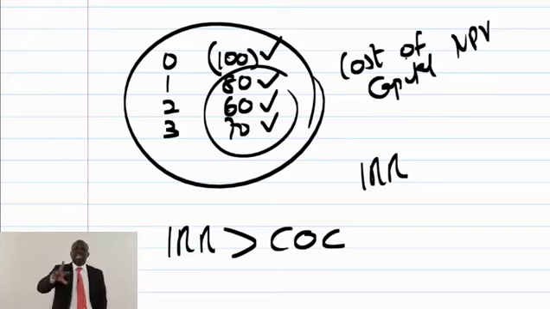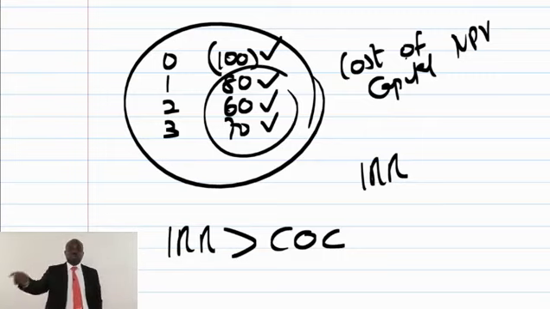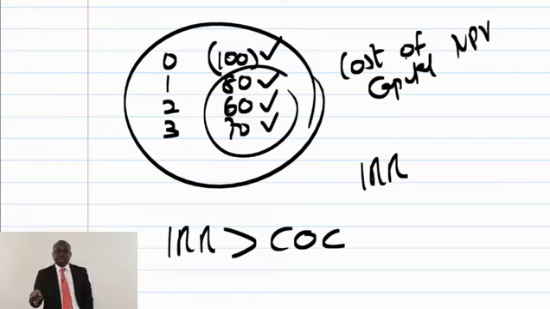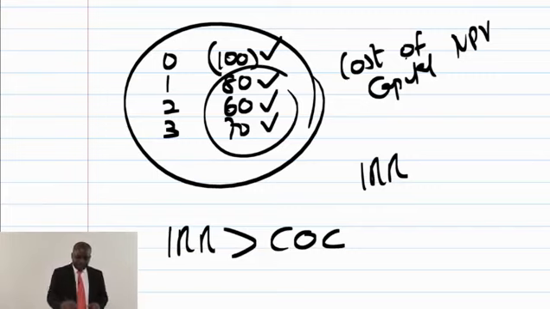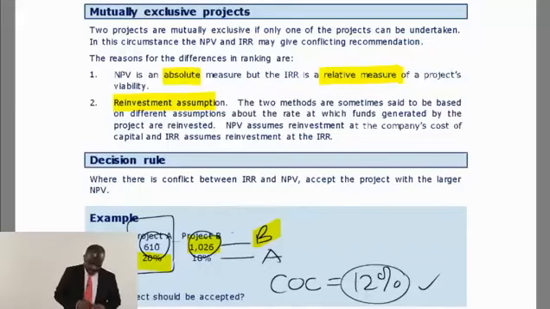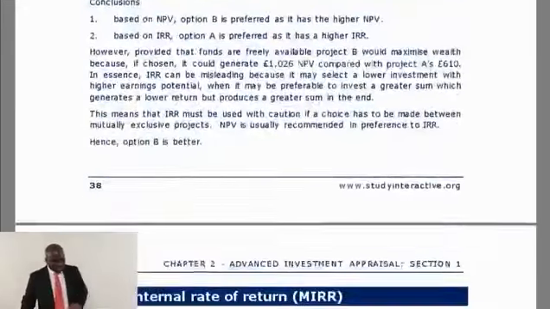We needed a new form of internal rate of return that will make the same reinvestment assumption the way the NPV is making it. And that new form of internal rate of return, which assumes that the cash flows from the project will be reinvested at the cost of capital, is what is called the modified internal rate of return. So that is what brings us to the next level.